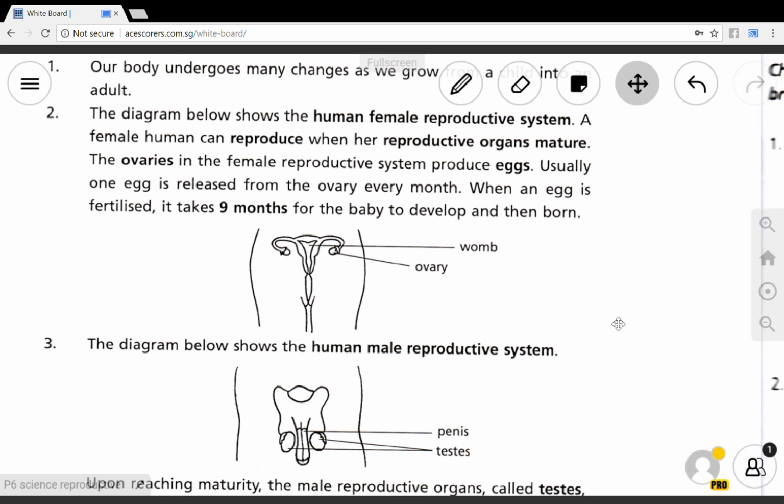For the female, there's a womb. What's the purpose of the womb? It's where the baby grows. The fetus grows, and it takes 9 months, a gestation period of 9 months for the baby. What does fetus mean? A fetus is an undeveloped baby. Why don't we call the fetus a baby?